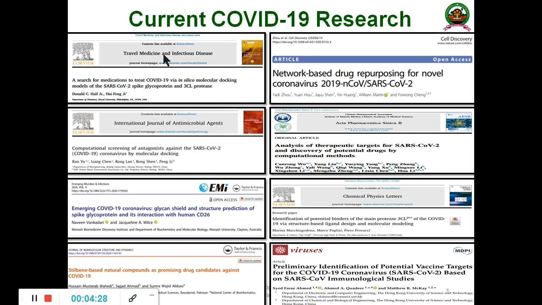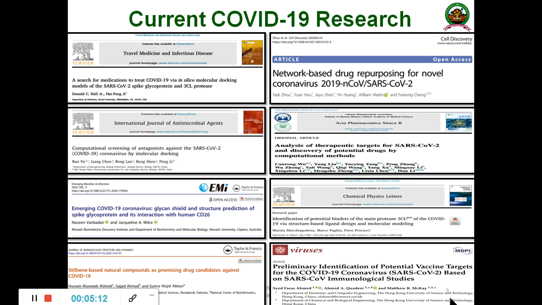Here is one journal, Travel Medicine and Infectious Disease, published by Elsevier with an impact factor of more than 4. Similarly, International Journal of Antimicrobial Agents, and another one, Emerging Microbes and Infections. And here you can see Cell Discovery, Viruses, and Chemical Physics Letters, and all these journals. Not only this, there are many other journals. They publish papers on COVID-19 research exclusively based on computational biology, and that is the power of computational biology and bioinformatics at this point of time.